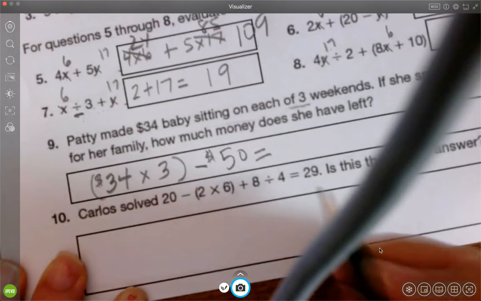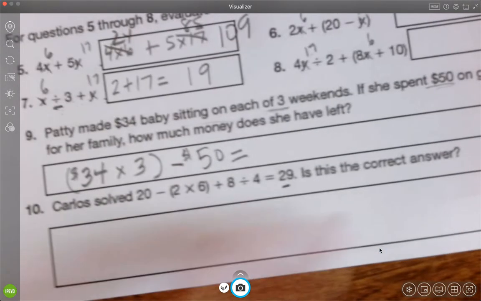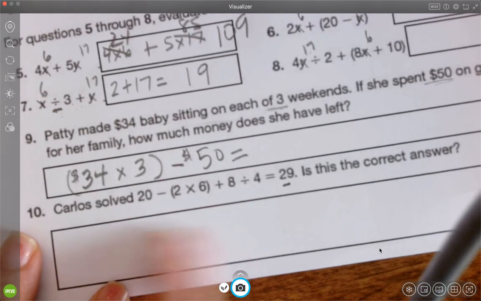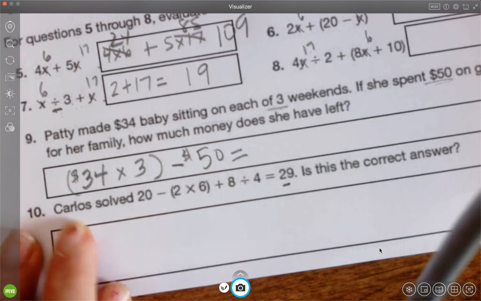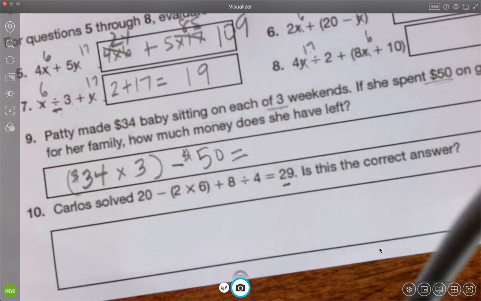And then down here, they're asking, is this the correct answer? So using your order of operations, see if you can figure out, did he do it right? Did Carlos solve that right? Or was there a mistake in the order of operations? See if you can figure it out.